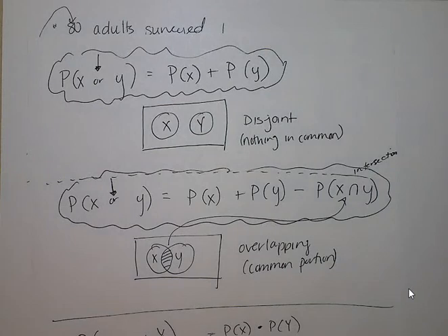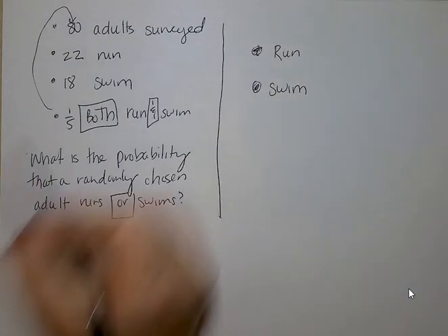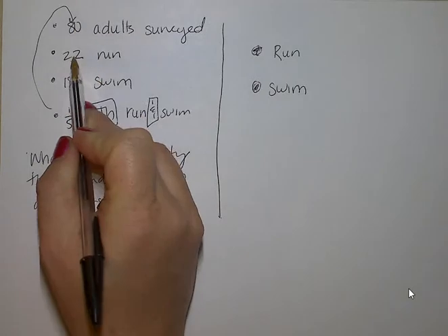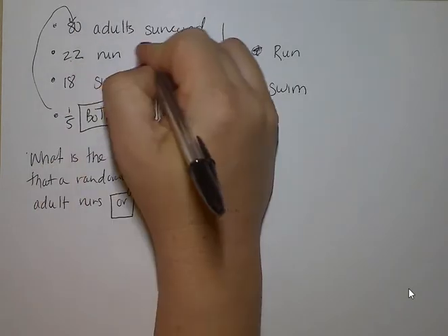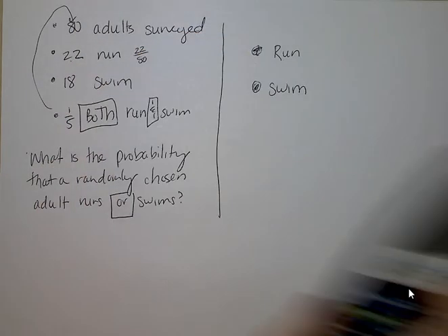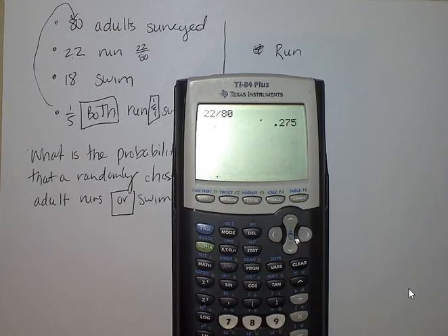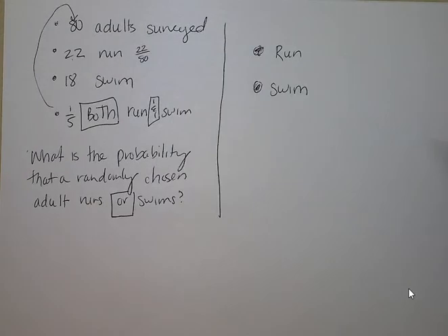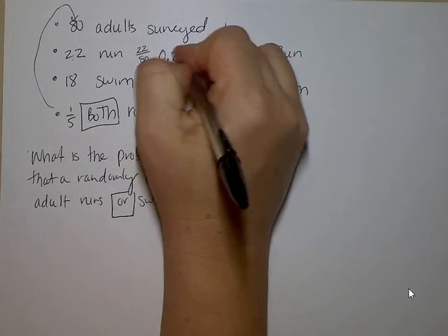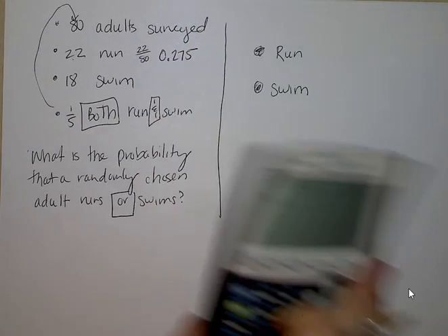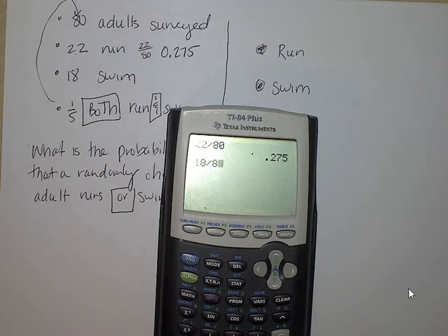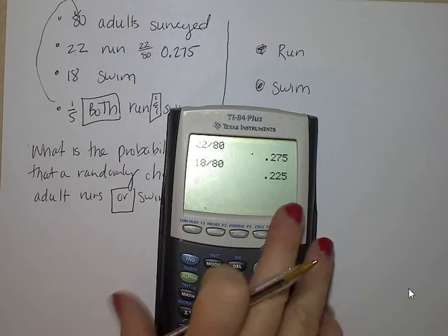Next, we're going to talk about how you decipher which one you're going to use. Well, let's look at what we know. We know 22 of the 80 say I run on a regular basis. So write 22 over 80. We're not going to round our decimal answers. Take 22 divided by 80, and write down an answer of 0.275. 18 divided by 80 is 0.225.